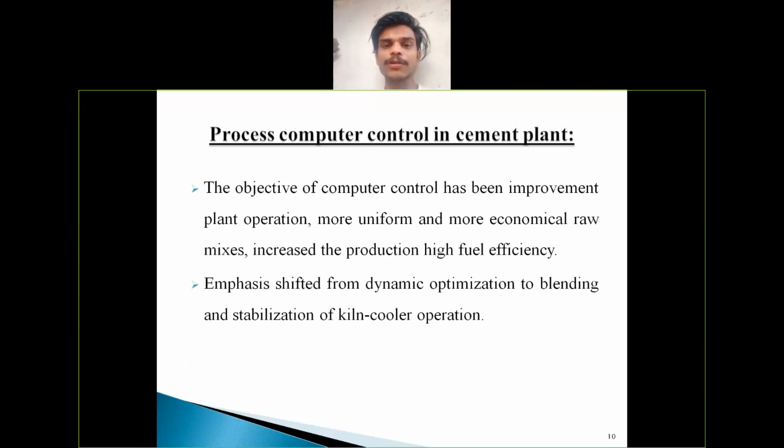The process computer control in cement plants. The objectives of computer control have been improvement of plant operation, more economical raw mixes, increased production, higher fuel efficiency, and emphasis shifted to dynamic composition blending and stabilization of kiln and cooler operation.